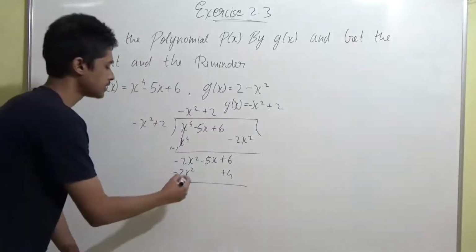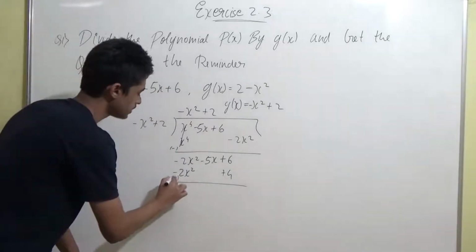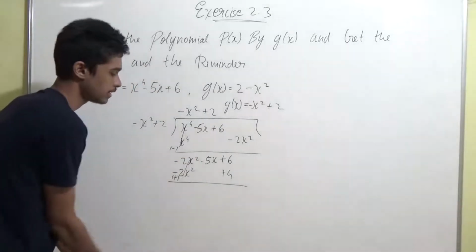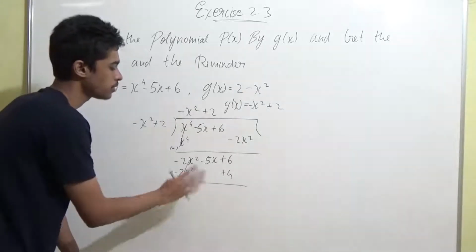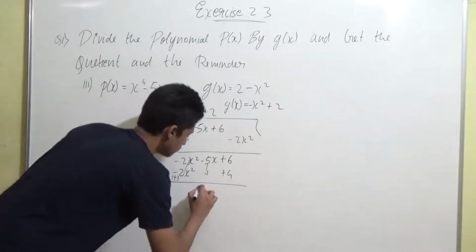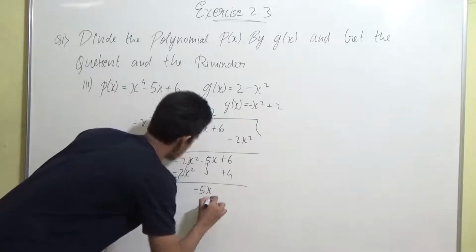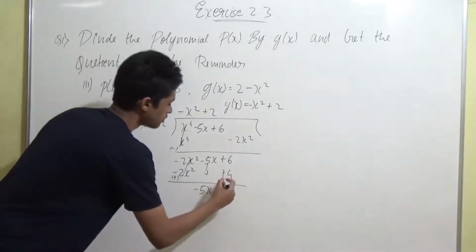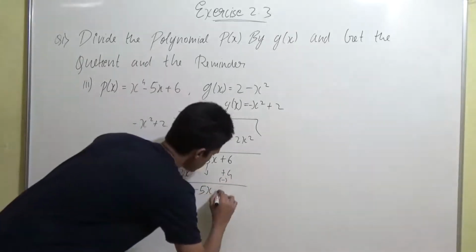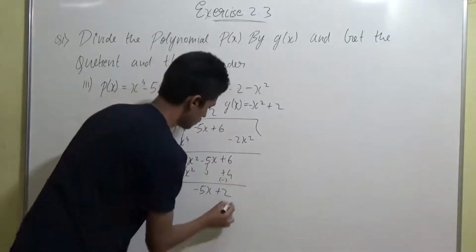Now if you do the subtraction, this sign becomes plus, this gets cancelled, guys, right? And then this term you pull down as it is. And this becomes 6 minus 4, which becomes plus 2.